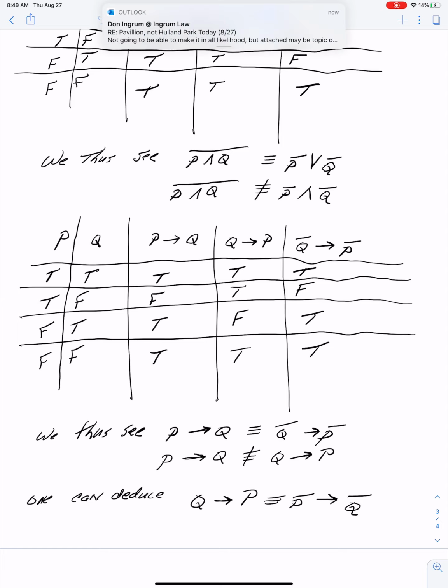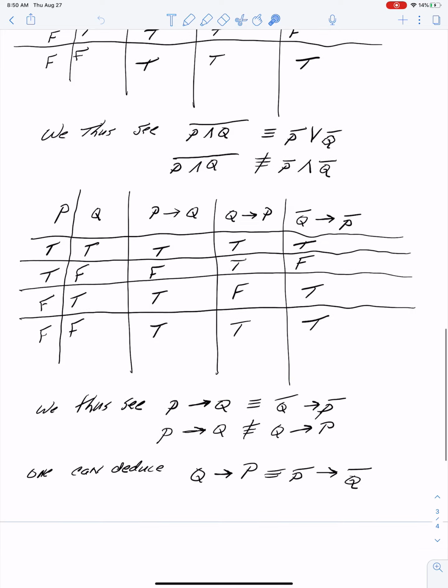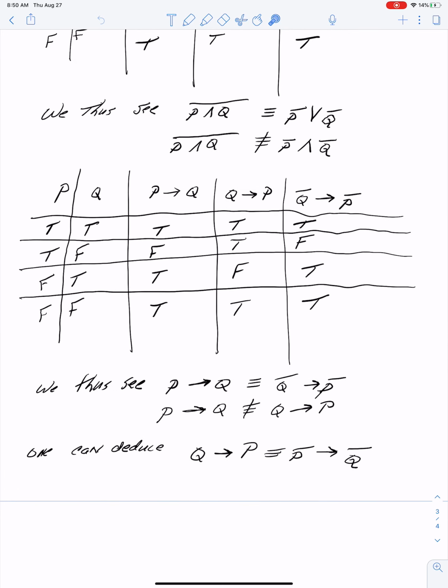The next one is what? Not Q implies not P. False implies true, which is true because the hypothesis is false. The conditional is automatically true. And the last one is if P and Q are both true, it's going to be true implies true, which is true. Now look at this column here. Look at this column here. They're exactly the same. Hence, I conclude that the conditional statement is logically equivalent to its contrapositive.